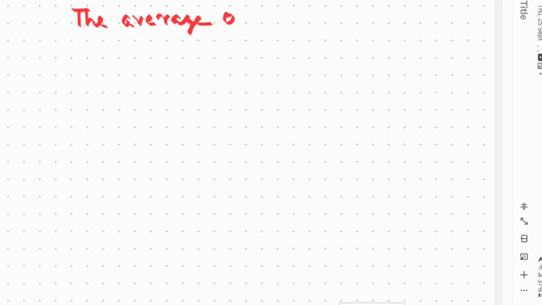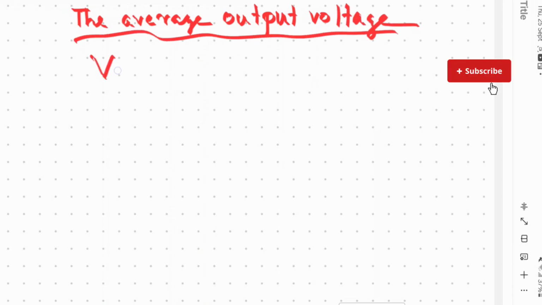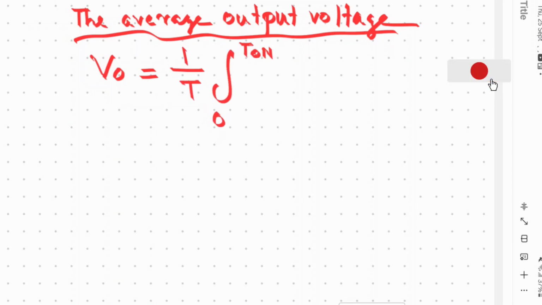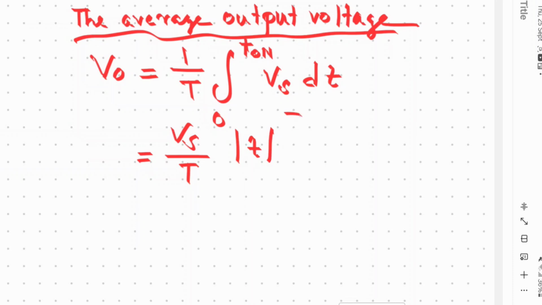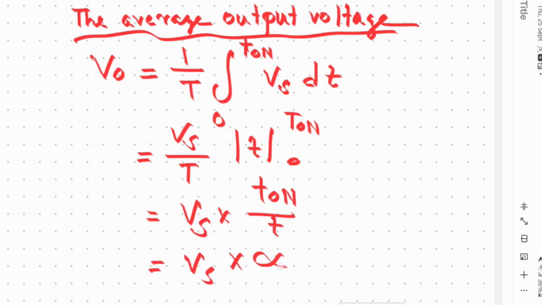The average output voltage V0 is equal to 1 by T integration 0 to T on, as we are getting the output voltage for the on time only, so 0 to T on Vs dt. Vs is constant, so it is Vs into T on by T, that is Vs into alpha.